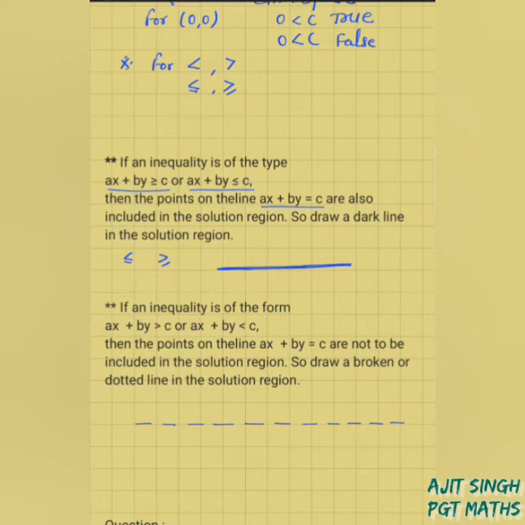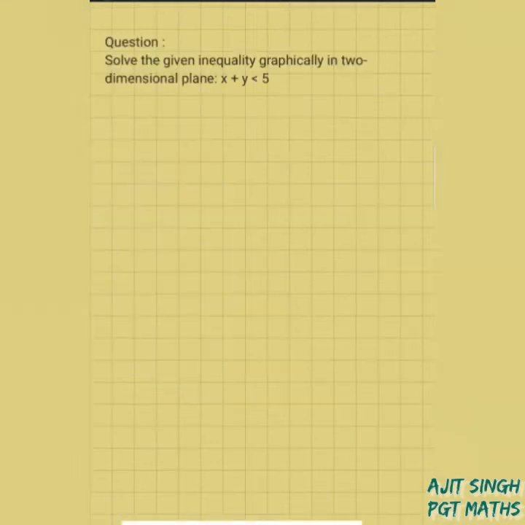Now based on these properties, we will draw the graphs of the linear inequalities on graph paper. We are doing the first question. Solve the given inequality graphically in the two-dimensional plane: x plus y less than 5. This is the linear inequality. First of all, we will solve the inequality to draw the graph. x plus y less than 5 is the given inequality.